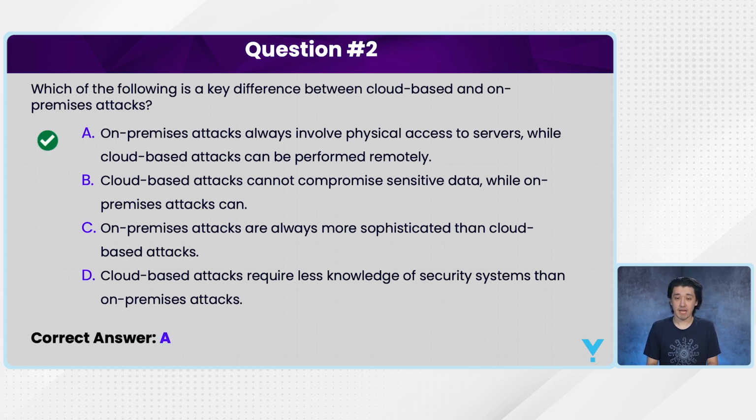The answer is A. On-premise attacks always involve physical access to servers, while cloud-based attacks can be performed remotely. Remember, that's the difference: breaking into a building versus doing it from the outside.